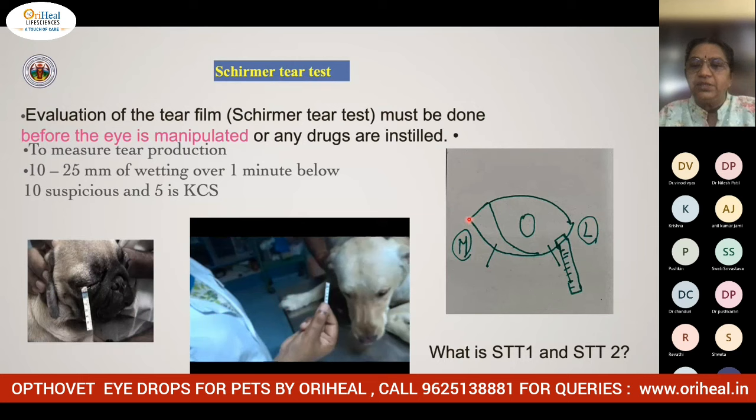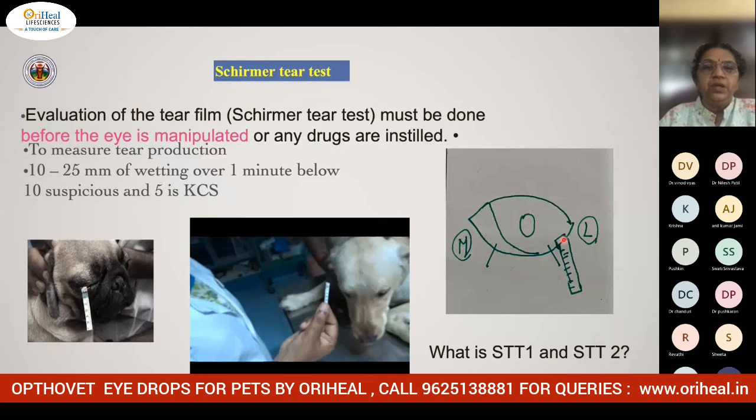So imagine if this is the lower eyelid and this is the palpebral fissure. Okay. So you are dividing it into three parts. This is the medial part, this is the central part, and this is the lateral part. On the lateral part, on this area, you keep the STT strip. And again, there are two research papers coming up with different readings with the closed eyelid and the open eyelid. Okay, with the closed eyelid, you get some 2 to 3 mm more reading than the open eyelid STT readings.